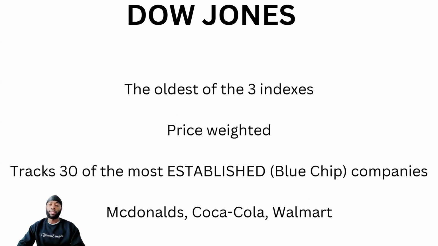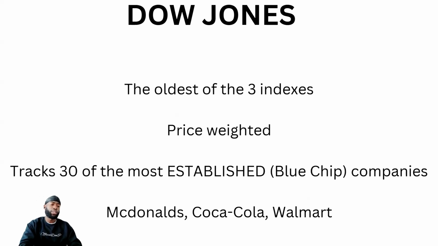Price weighted is just saying if inside the Dow Jones, it has a company that has a high stock price, such as Goldman Sachs, I think its stock price is a couple thousand, like 5, 6, $7,000. If Goldman Sachs takes a big dip and goes, let's say, from 7,000 to 3,000, the Dow Jones is going to feel that. So this one is more based off stock price. The Nasdaq is more based off overall market cap of the company.